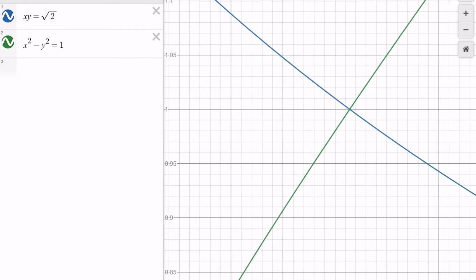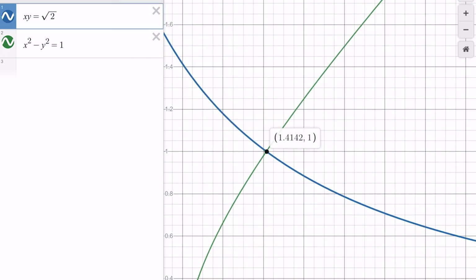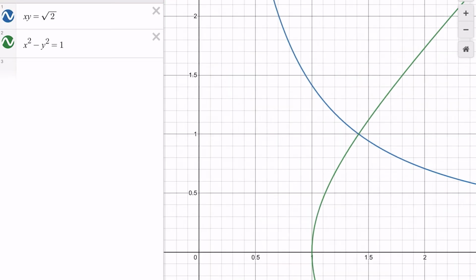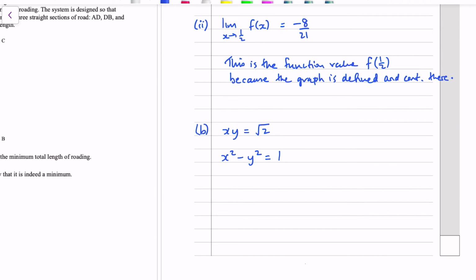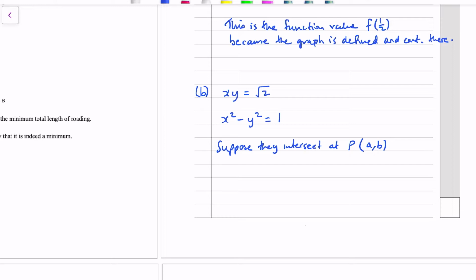Yeah, I can see that 90-degree point of intersection. Okay, so if we just call this point of intersection P, it doesn't matter that it's actually √2, 1 and minus √2, minus 1 on the other side. Suppose they intersect at P, and we'll give that a coordinate A, B, just so that we distinguish between what x and y are as general points on the curve, and then A, B is a particular point.